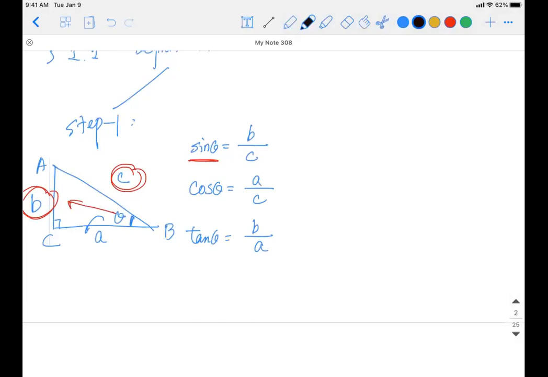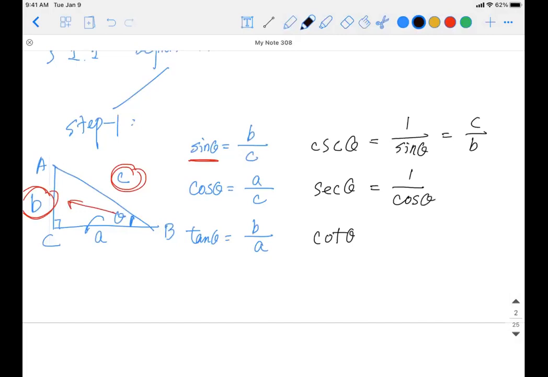Most of the time, the AMC or Canadian exams are going to focus on these three major ones. And there are also three that are not that important, but you're going to see them from time to time. One is the cosecant theta, one is the secant theta, one is the cotangent theta. Cosecant theta equals the reciprocal of sine theta, which is C over B. Secant theta equals the reciprocal of cosine theta, which is C over A. Cotangent theta is the most familiar one, the reciprocal of tangent theta, which is A over B.